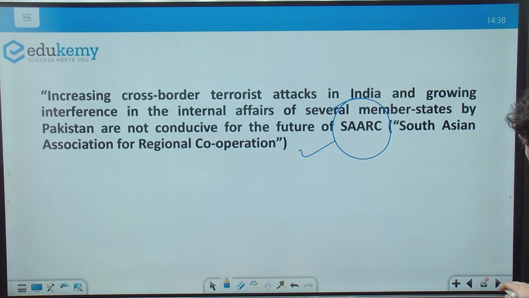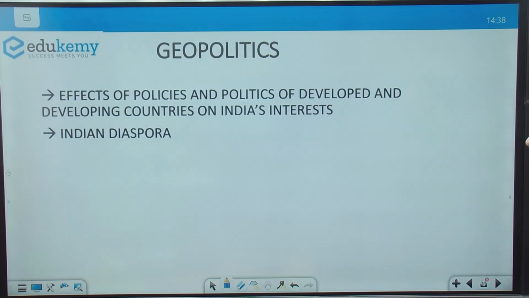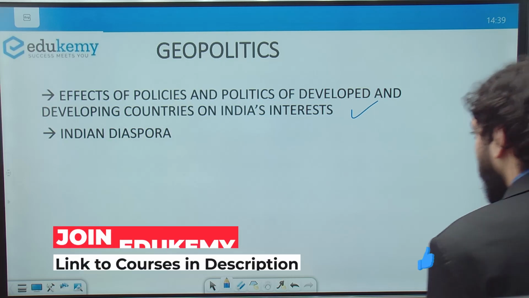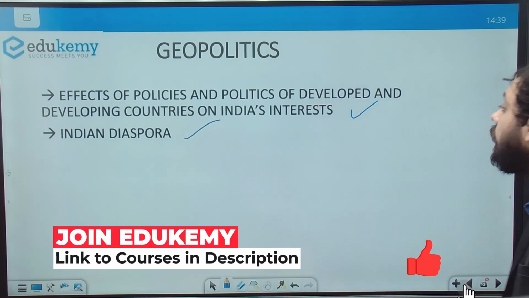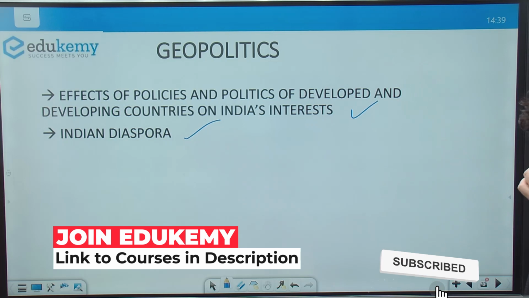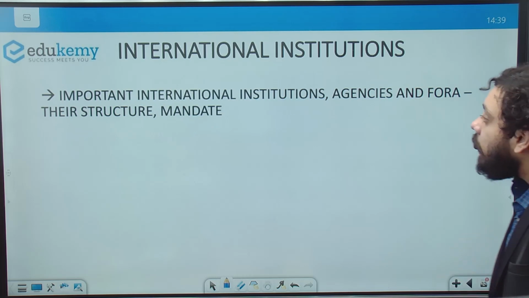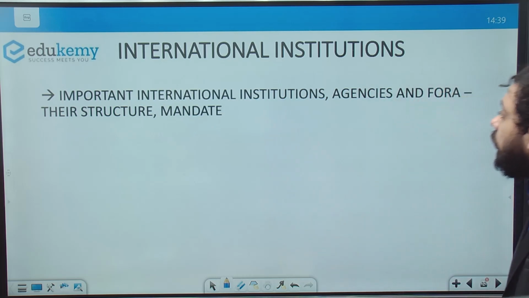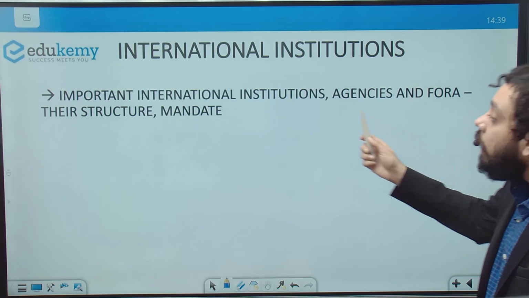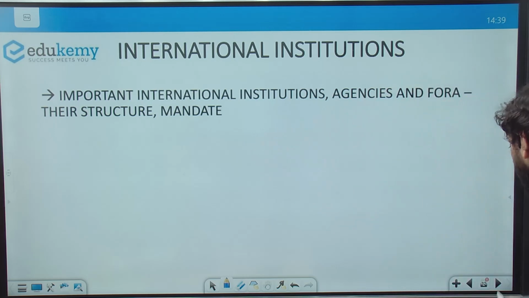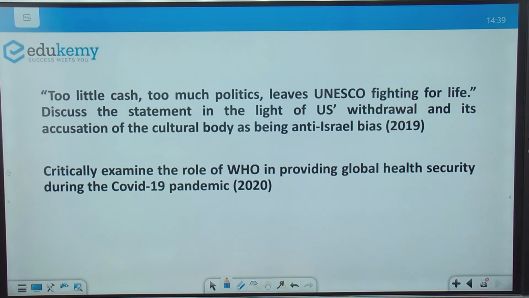Then after that you have the geopolitical aspects of the syllabus of international relations. For instance, effects of policies and politics of developed and developing countries on India's interests, and then the idea of the Indian diaspora. This is all covered in the part of geopolitics, which falls under international relations. And then there is the part of international institutions: important international institutions, agencies, and fora, their structure and mandate. Let's take a sample look at a question of this last category.